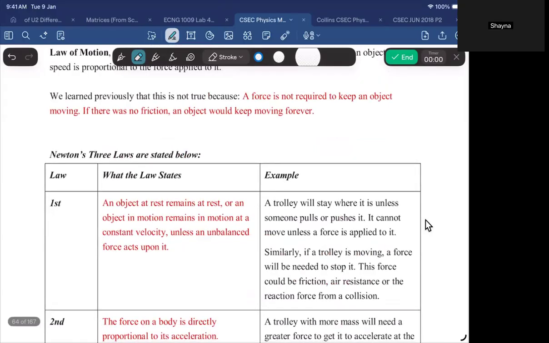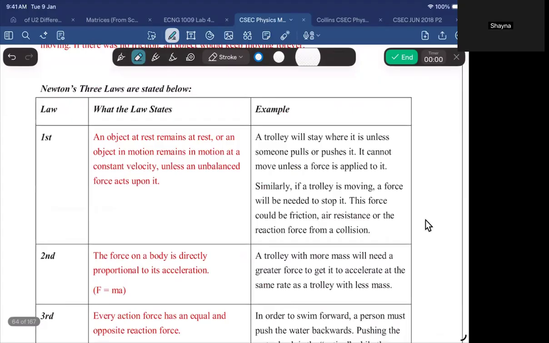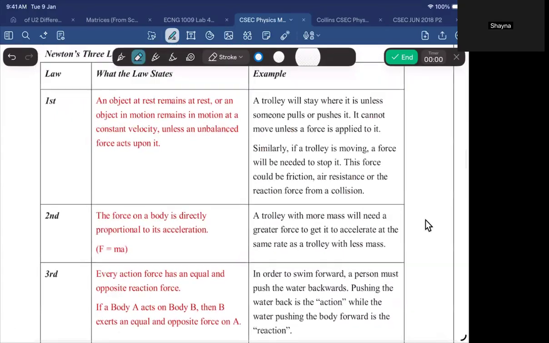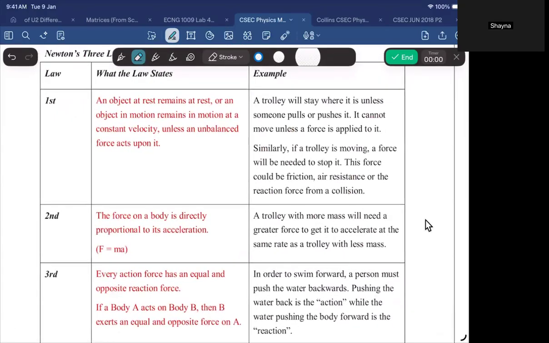All right. So Newton's three laws of motion. Read the first one from here. An object at rest remains at rest, while an object in motion remains in motion at a constant velocity, unless an unbalanced force acts upon it.